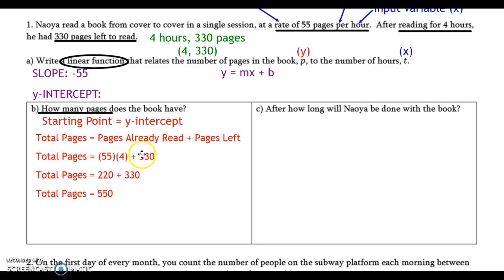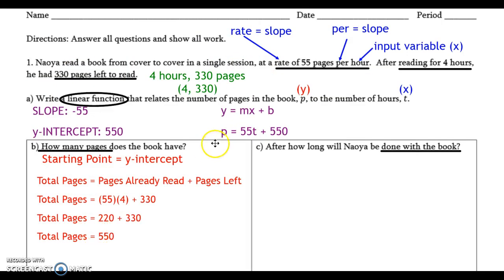Then that 330 was the information given to us here, that there's 330 pages left to read. 220 plus 330 is going to be 550. This is our y-intercept. This is the number of pages that we started with. So now that we have our slope and our y-intercept, we should be able to get the linear function written. So popping back up to the linear function, we know it's y equals mx plus b. The y value gets replaced with p because we've already established that y and p are interchangeable.